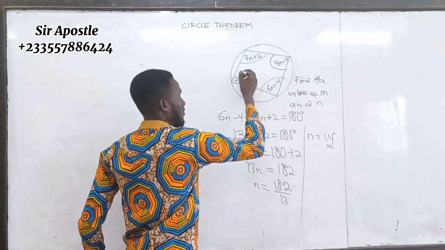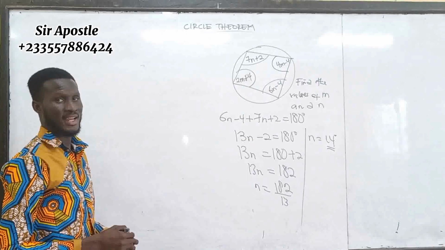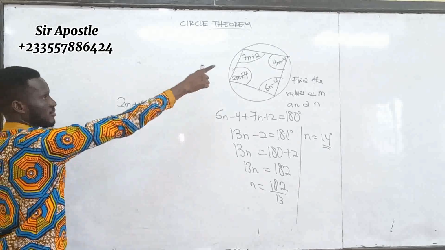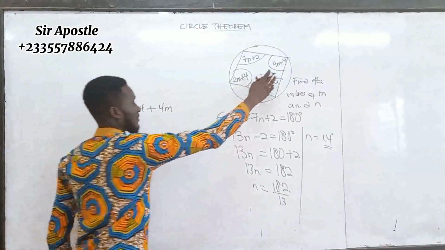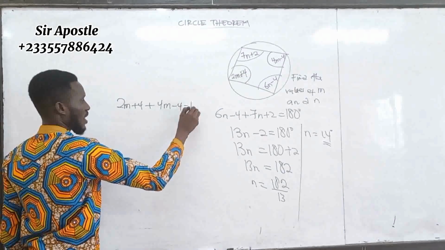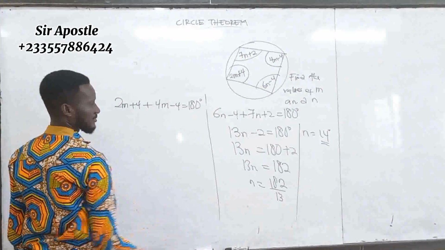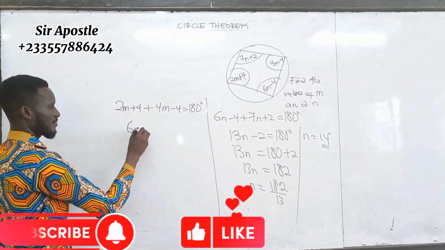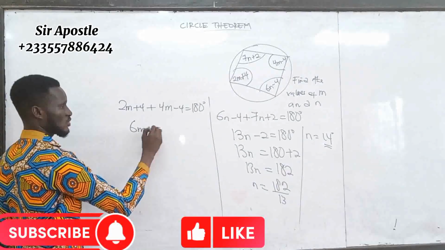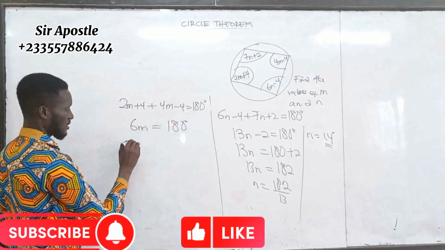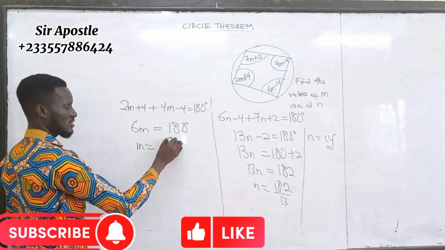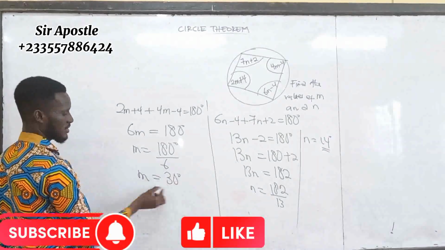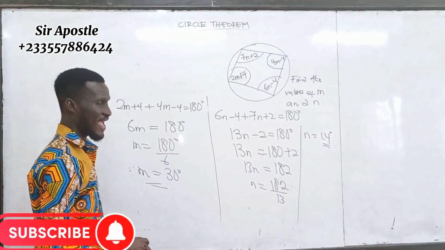So this one plus this one is supposed to give us another 180 degrees. So we are going to have 2m plus 4 plus 4m minus 4 equal to 180 degrees. So 2m plus 4m will give us 6m, and minus 4 plus 4 is 0, so 6m equals 180 degrees. So m will be 180 degrees divided by 6. So this one will give us what? 30 degrees. So this is the value for m and n.